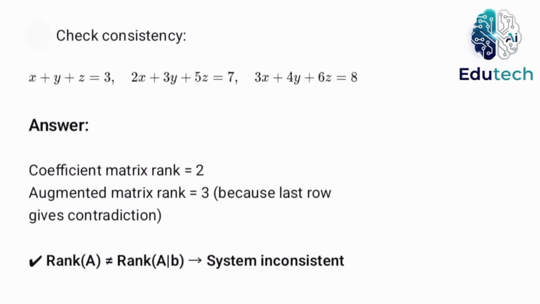Check consistency. x plus y plus z is equal to 3. 2x plus 3y plus 5z is equal to 7. 3x plus 4y plus 6z is equal to 8. Coefficient matrix rank is equal to 2. Augmented matrix rank is equal to 3 because the last row gives a contradiction. The rank of A is not equal to the rank of A by B because the system is inconsistent. So we can move on to the last question.